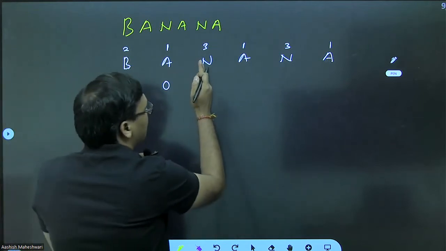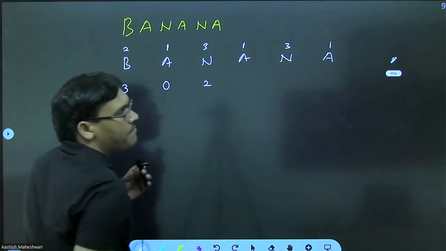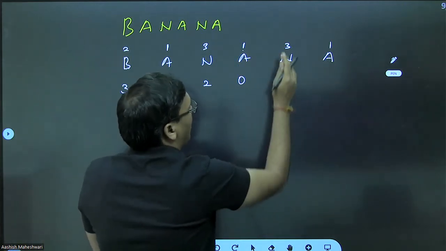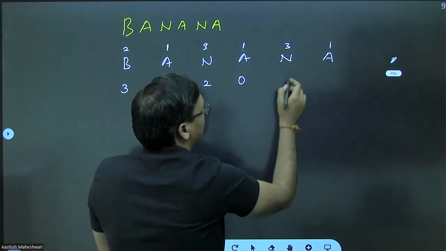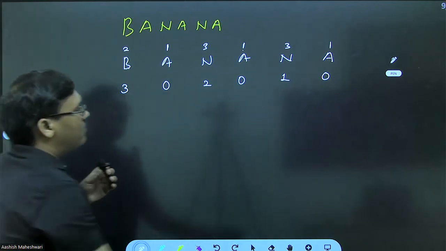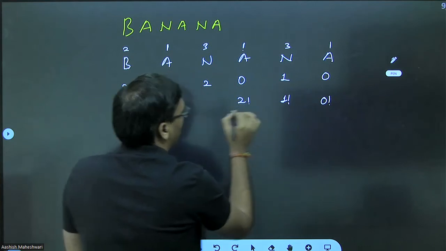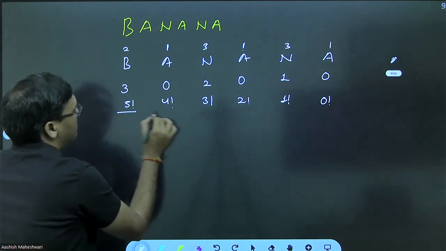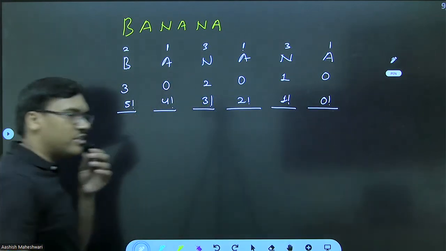How many numbers are less than 3 on the right hand side? This is 2. You have only 1 and this one, 2. How many numbers are less than 1 on the right hand side? No, 0. How many numbers are less than this 3 on the right hand side? 1, not 0, 1. And this is 0. Okay. Now we have to write 0 factorial, 1 factorial, 2 factorial, 3 factorial, 4 factorial, and 5 factorial, because now we have some identical letters. We have to make some adjustments here.